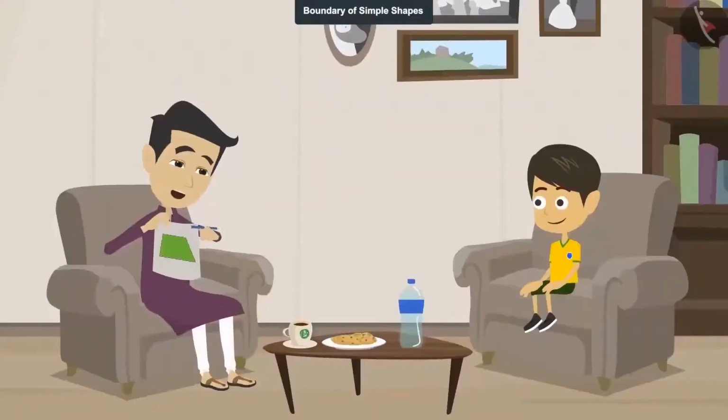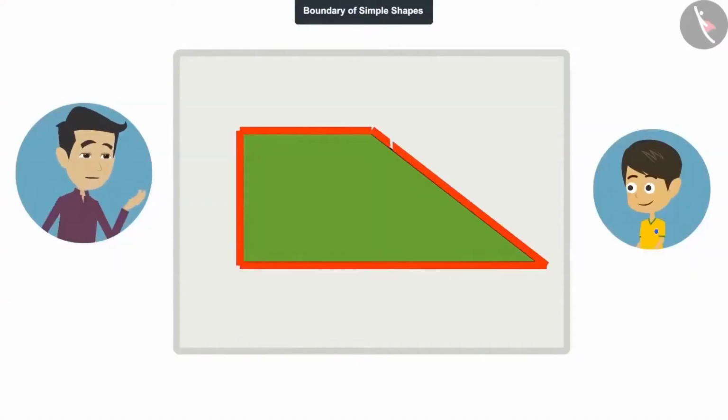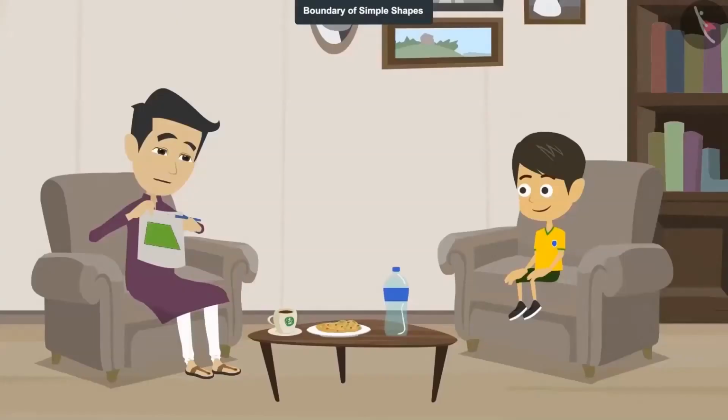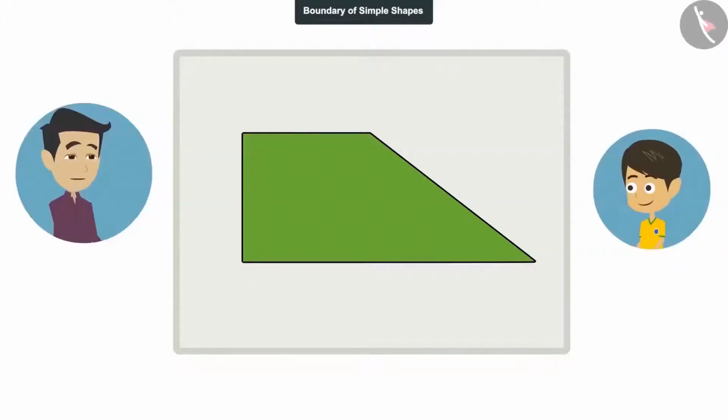See, this is our farm. This is the line around the field. It shows us where the edge of the field is. So this line is the boundary of this field. Now did you understand? Yes, now I understand. The edge of a shape is called its boundary. Yes, and I am finding out the length of the boundary of this field.